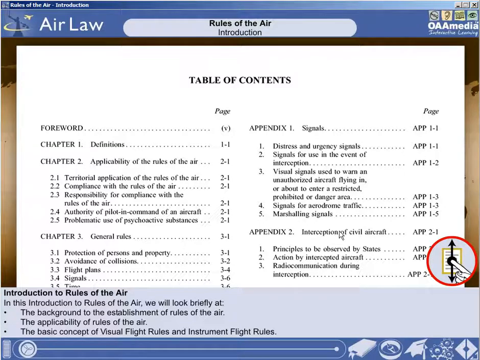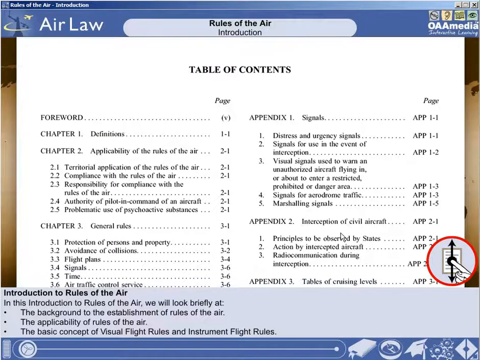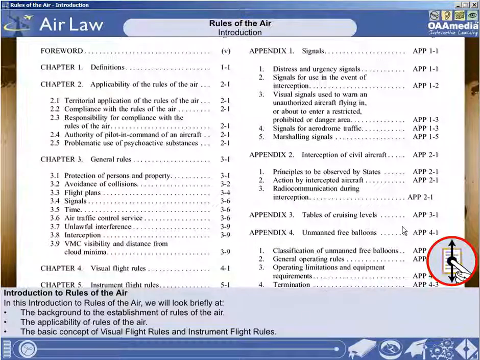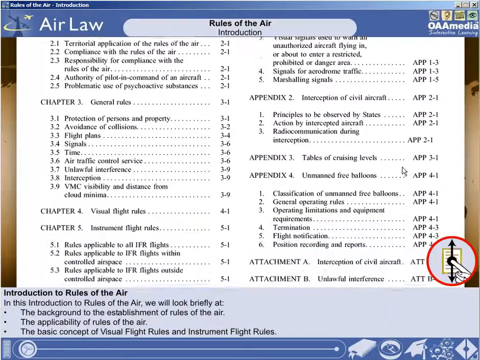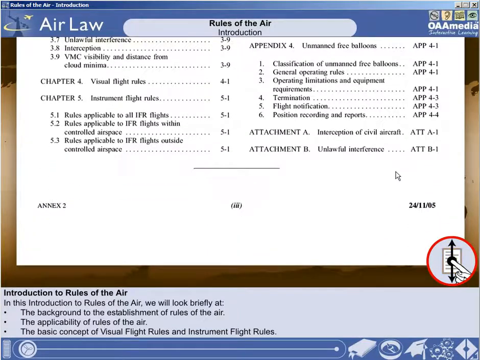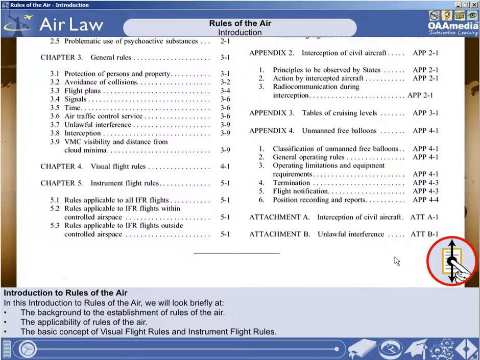In this introduction to the section on rules of the air, we will look briefly at three issues. Firstly, at the origins of the establishment of rules of the air. Secondly, at the formulation by the International Civil Aviation Organization of rules of the air applicable to aircraft operating anywhere in the world. And finally, we will look at the basic concept of visual flight rules and instrument flight rules.